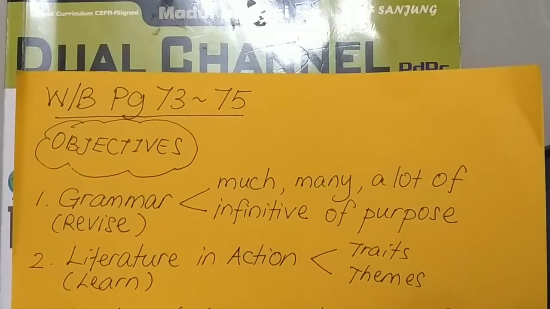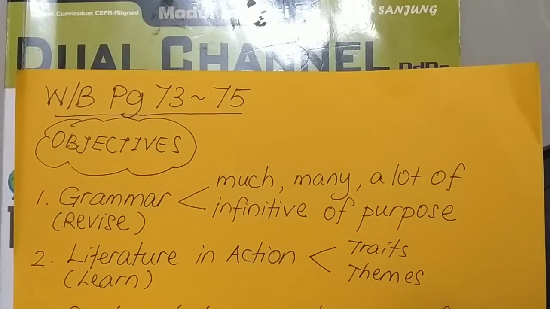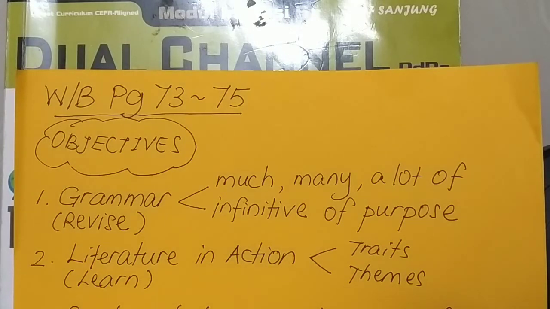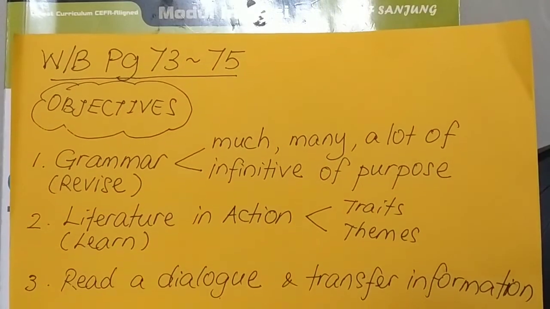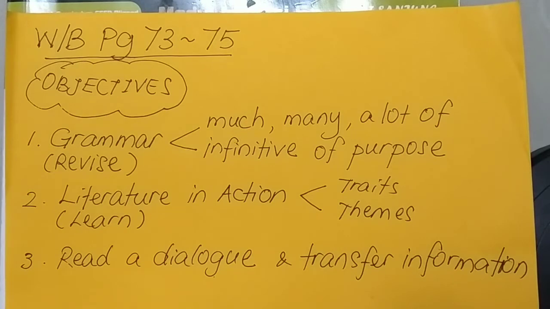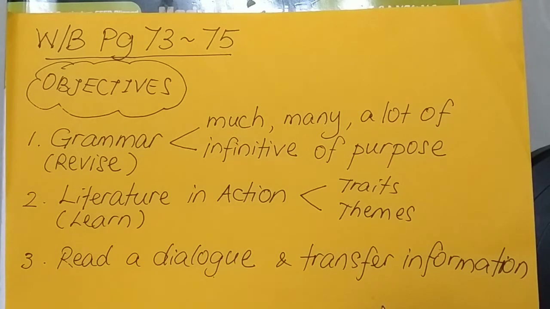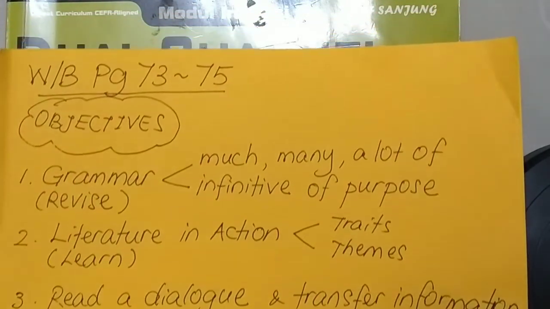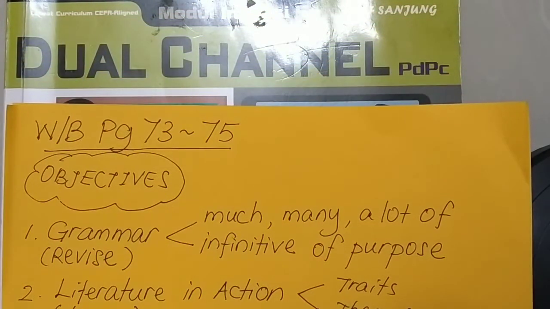Next, number 2, it will be literature in action. So we are going to learn about traits and themes, depending on the kind of novel that you are going to pick. And 3, read a dialogue, and from there, we learn to transfer the right information to the table given. Alright, here we go. Let's start our lesson right away.